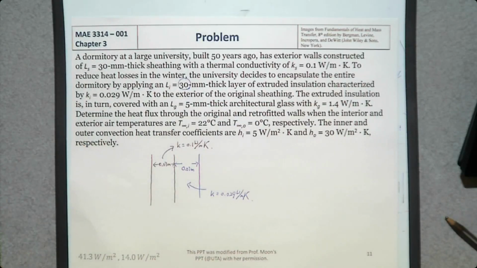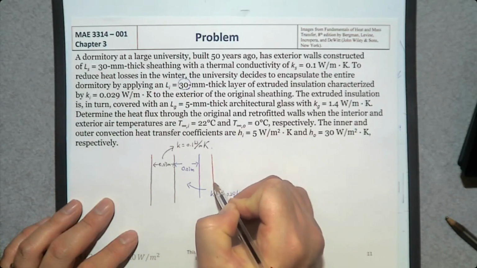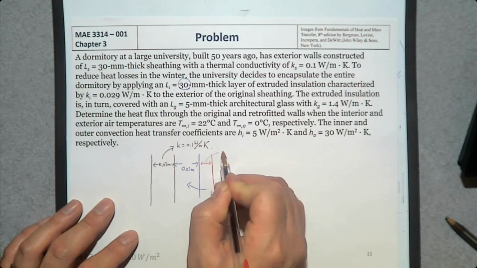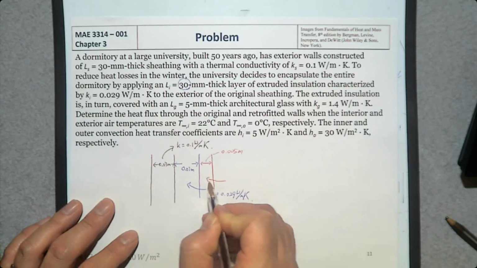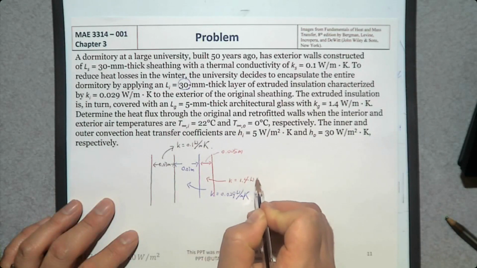But if you add the insulation, it doesn't look good. So let's cover this insulation with glass, whose thermal conductivity is 1.4 and the thickness is only 5 millimeters. So we are going to add a glass. The thickness of the glass is going to be 0.005 meter, and the thermal conductivity k is 1.4 watt per meter Kelvin.